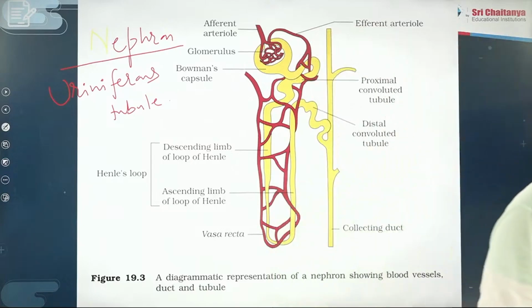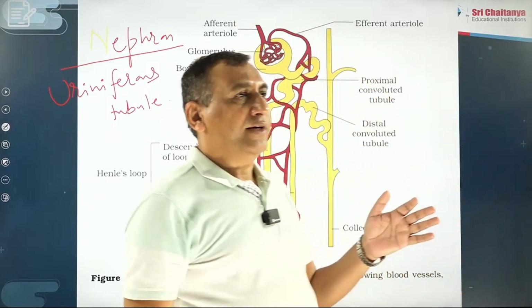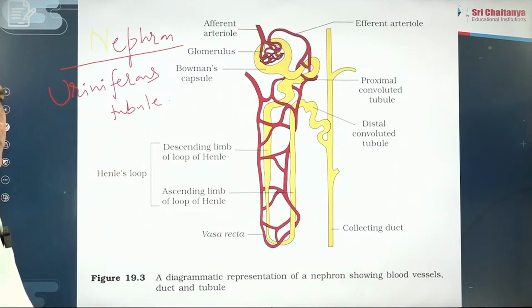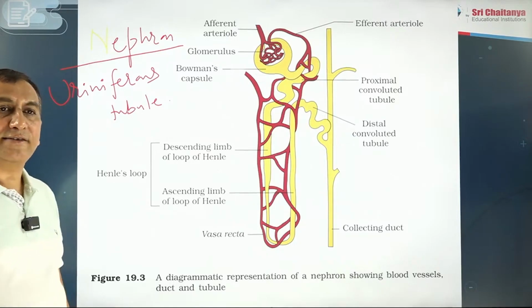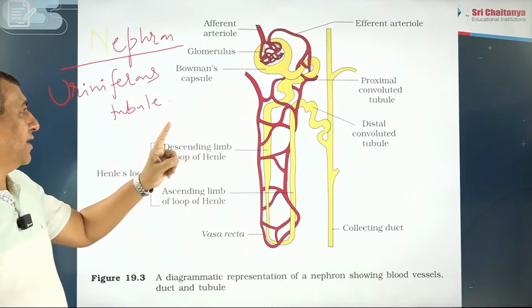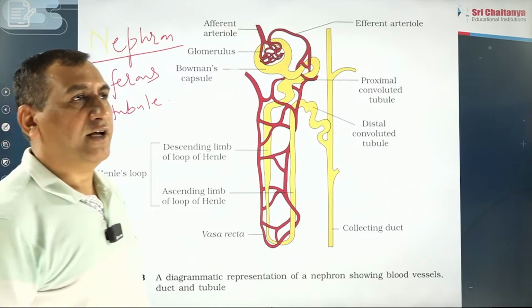Yes, Hasni, you are absolutely correct. They are the functional unit of the kidney. Okay, nephrons, they are the uriniferous tubule. They are the functional unit of the kidney, and approximately 10 lakh nephrons are present in one kidney. So the nephron is the uriniferous tubule which is related to the filtration of blood.